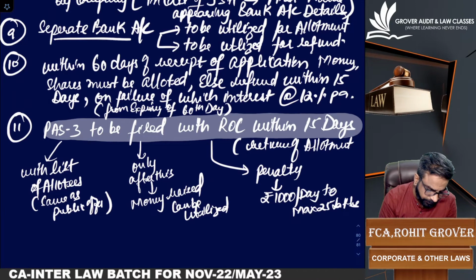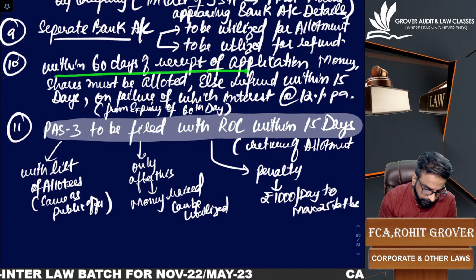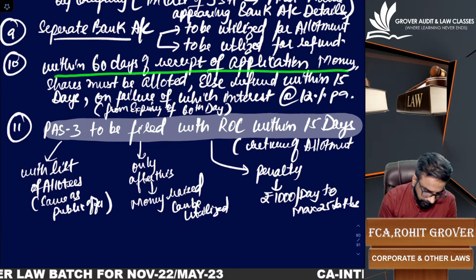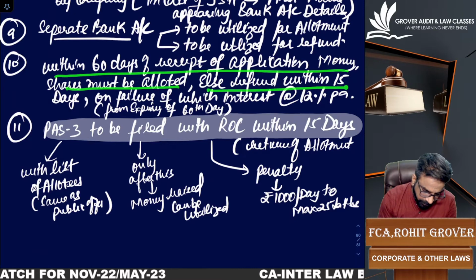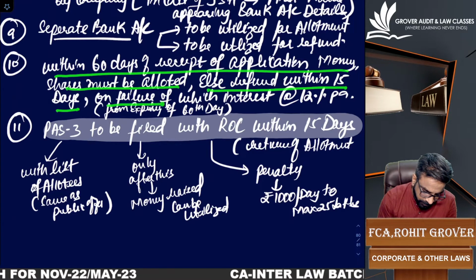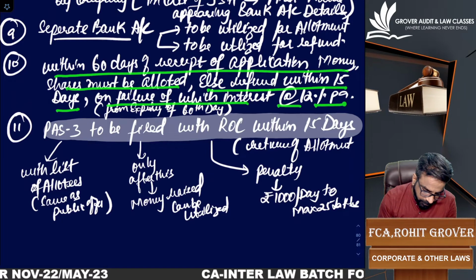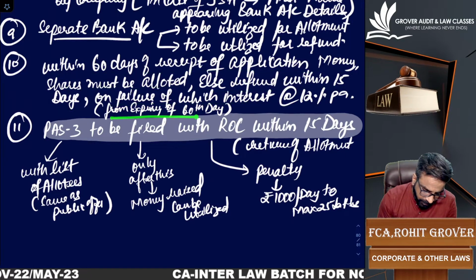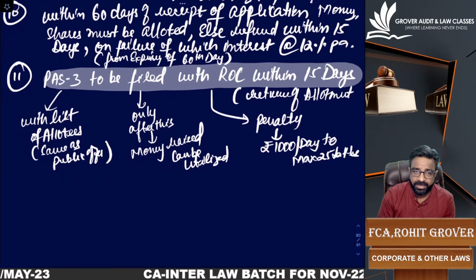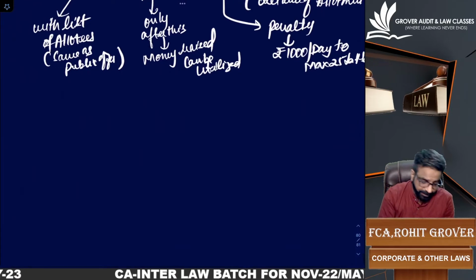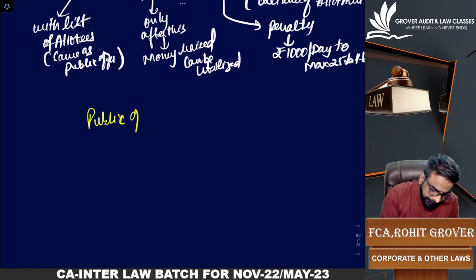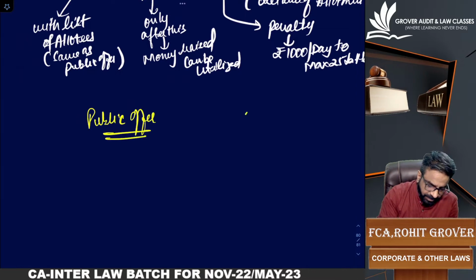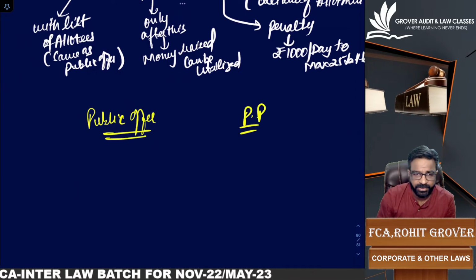10th point. Within 60 days of receipt of application money, shares must be allotted, else refund within 15 days, on failure of which interest at 12% per annum from expiry of the 60th day. Now, listen to this very carefully. Let me make a comparison between the public offer and private placement. Now, let me tell you what is the difference between the both.